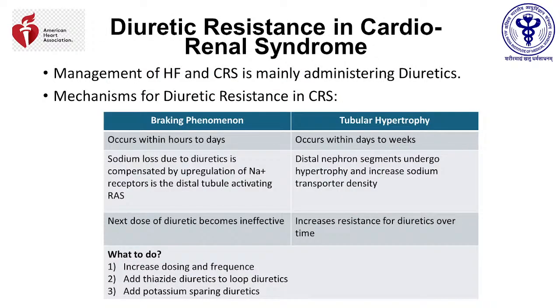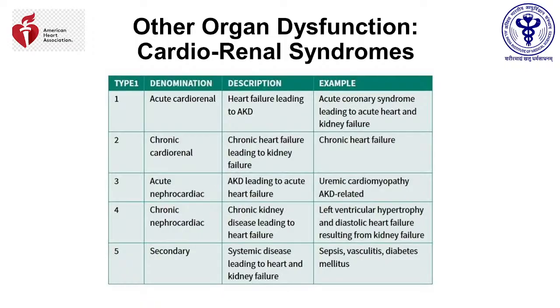So what we see in the emergency, we see everything, but the most common will be acute cardiorenal, heart failure leading to AKI, type 1, and type 2, chronic heart failure with AKI. Type 4 we will also see, some chronic CKD. नेफ्रोकार्डियक मीन कि नेफ्रो पहले हो रहा है फिर कार्डियक. Acute nephrocardiac is something which is rare. इमरजेंसी में सब कुछ मिलेगा.